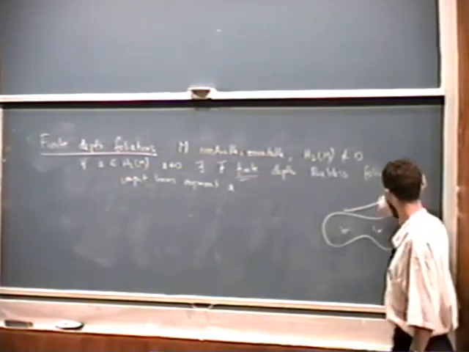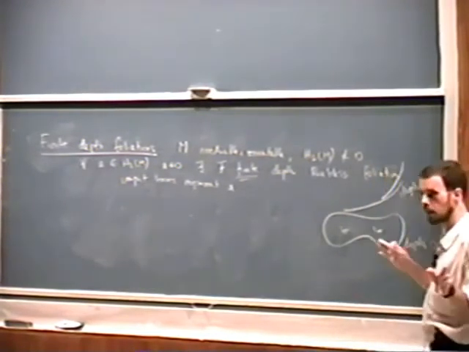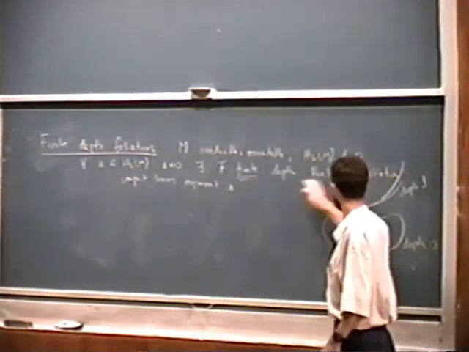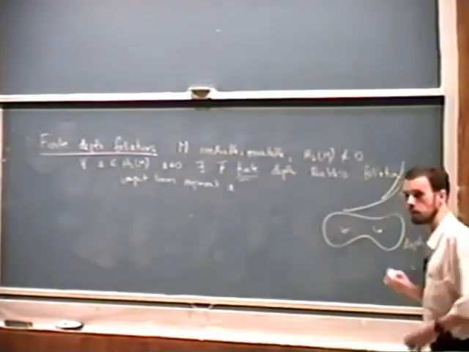And if after finitely many steps you've taken up all of the leaves of your manifold, then this is what's called a finite depth foliation, and the depth is the biggest depth that you get. Okay?